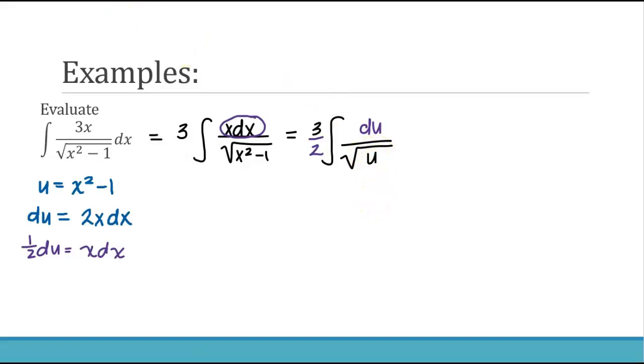So now I'm going to go ahead and actually take the antiderivative. That's another really common mistake in these problems, not actually taking an antiderivative. So remember, the integral symbol means find the antiderivative.